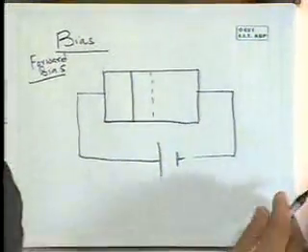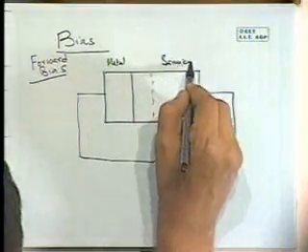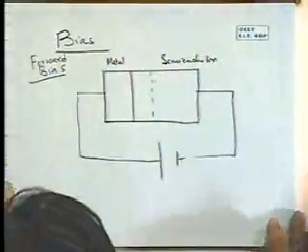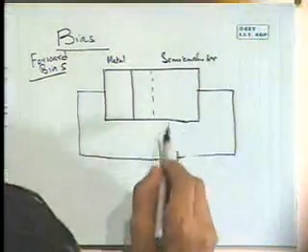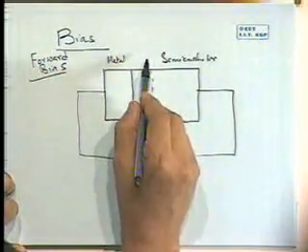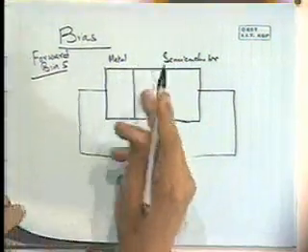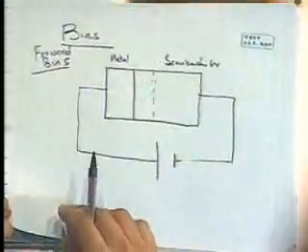This is the situation of forward bias. I've got the metal and the semiconductor. And when I do this, the externally applied field will oppose the built-in field, right? And so there is a lowering of the barrier due to this.